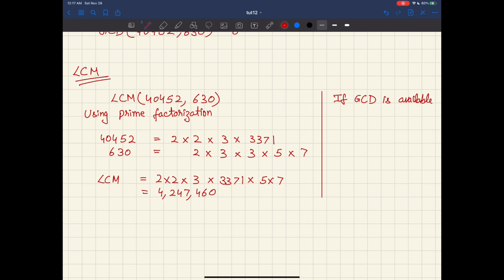Now another way to find the LCM is if you already have your GCD available. So LCM is the product of two numbers divided by the GCD of those two numbers. So 40452 multiplied by 630 divided by 6 is the same as what we found using prime factorization.